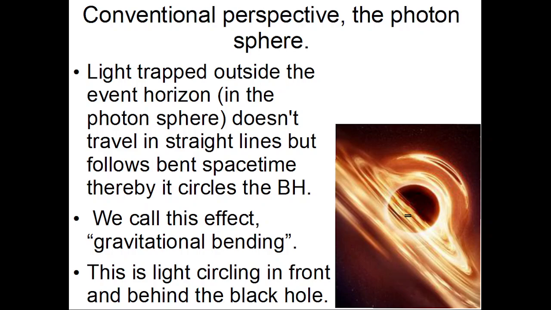Even light that gets too close to a black hole gets trapped outside the event horizon in what's called the photon sphere and follows the bent spacetime, thereby circling the black hole. We call this effect gravitational bending. In this picture, light from behind the black hole follows the bent spacetime, and we see it as if light itself is bent to the top and bottom of the black hole.